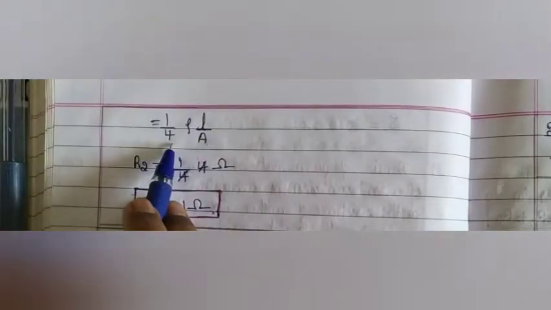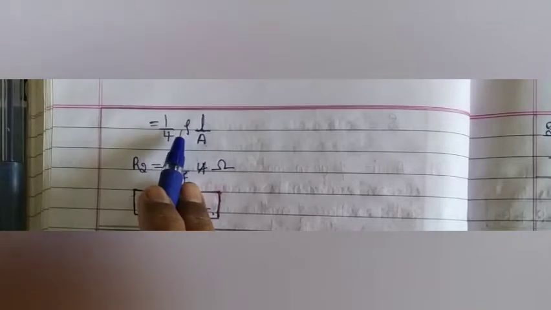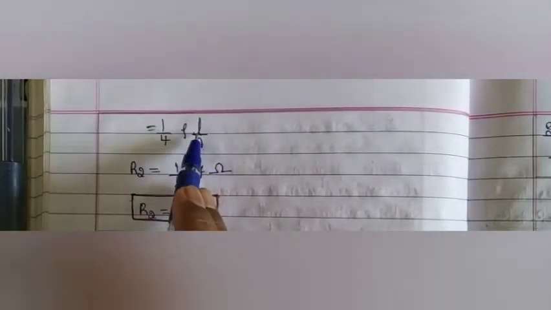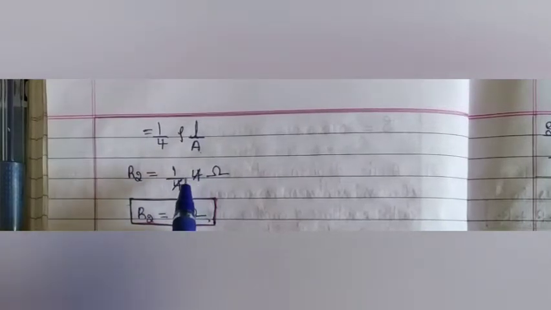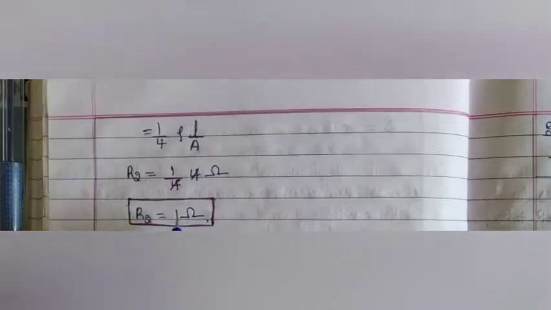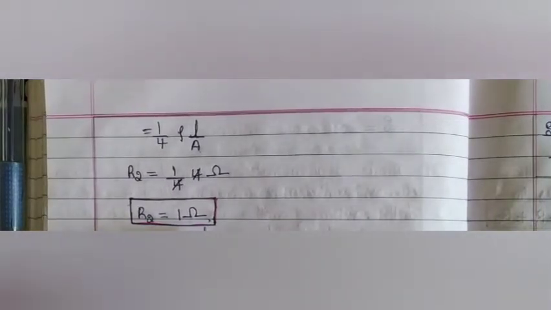Now come to here. It is equal to 1 by 4 into rho into L by A. We take that as L by A. Substitute the value of rho L by A, which is 4 ohms, you know. 4 gets cancelled here. R2 is equal to 1 ohm. R2 is equal to how much? 1 ohm.